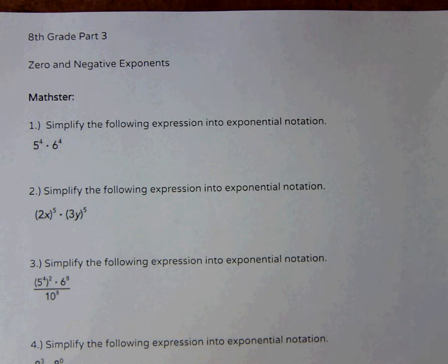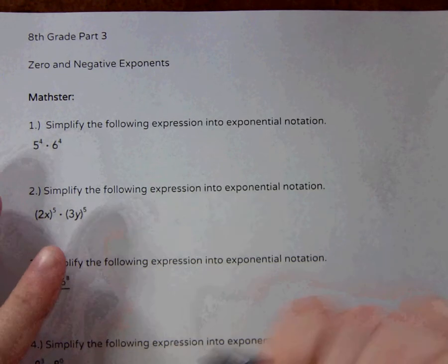Right now we're doing zero and negative exponents. What this means, well, we'll get into it. I'm going to do a couple examples first before I get into those, because that's not the only type of exponent rules and interesting examples we can use.